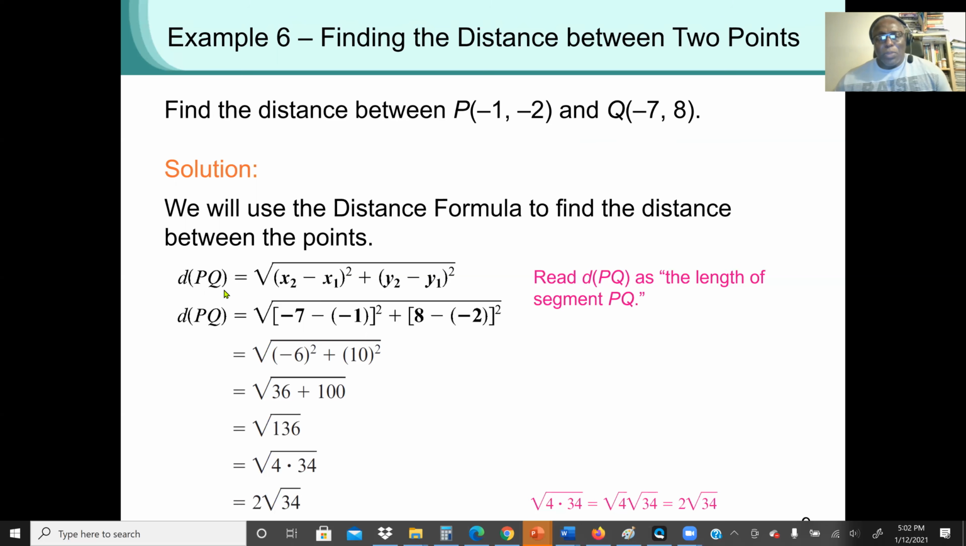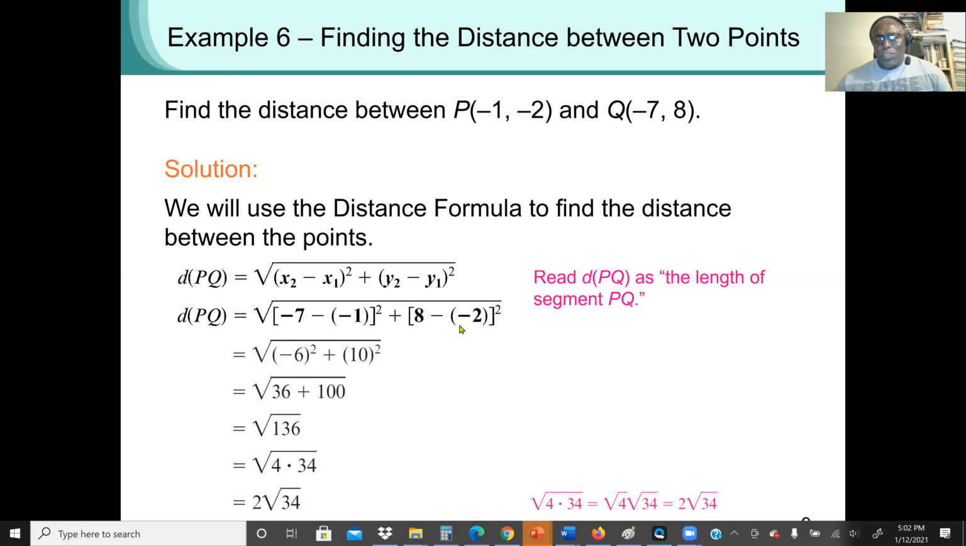The distance between P and Q will be the square root of S2 minus S1 all squared plus Y2 minus Y1 all squared. S1 is -1, so S2 is -7. So we have -7 minus -1 all squared plus 8 minus -2 all squared. So here we have a minus, and minus will be plus. So -7 plus 1 will give me -6. -6 squared will give me positive 36.